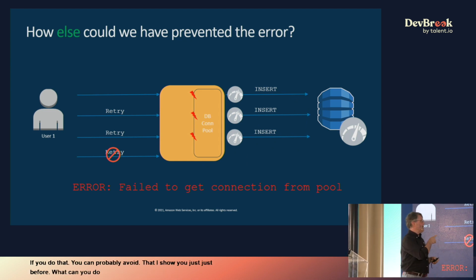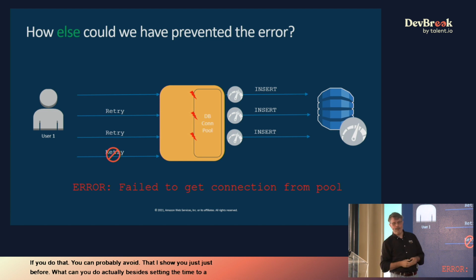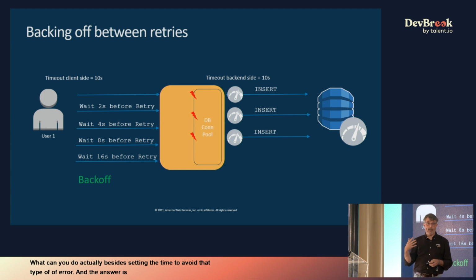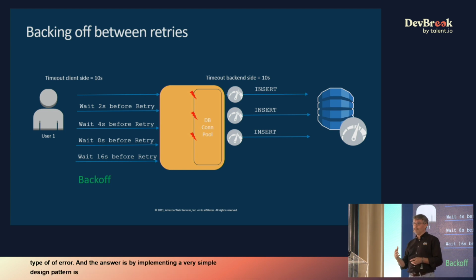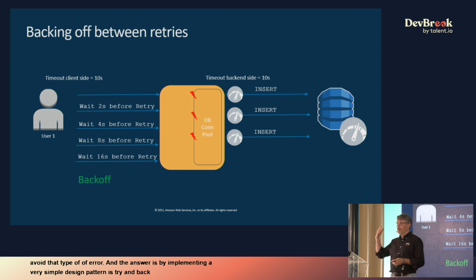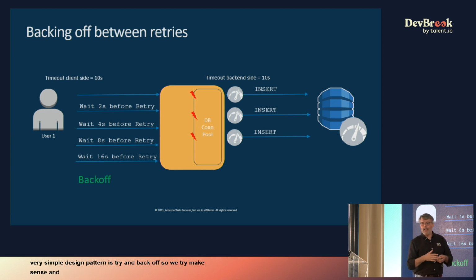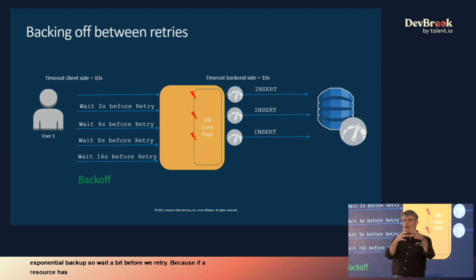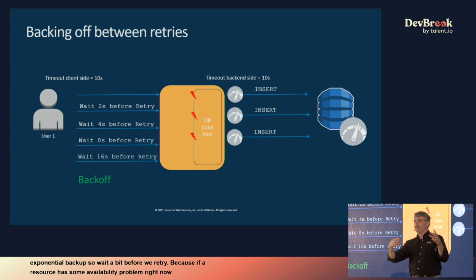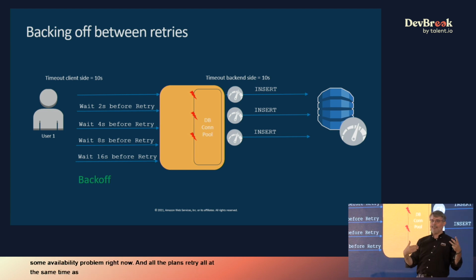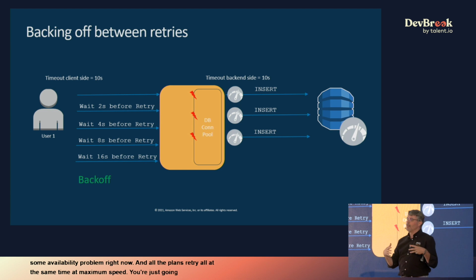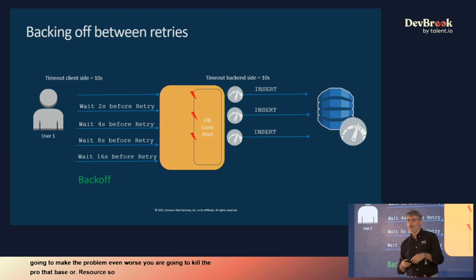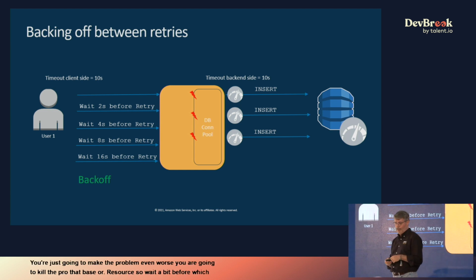What can you do, actually, besides setting the timeout to avoid that type of error? The answer is by implementing a very simple design pattern: retry and back off. So retry makes sense, and exponential back off. So wait a bit before retrying. Because if a resource has some availability problem right now, and all the clients retry all at the same time at maximum speed, you're just going to make the problem even worse. You are going to kill the poor database or the poor resource. So wait a bit before retrying.